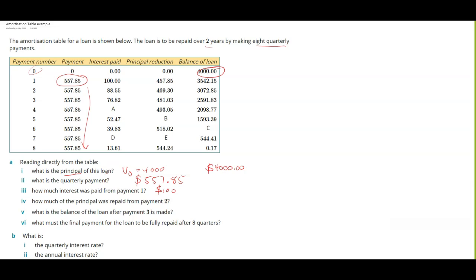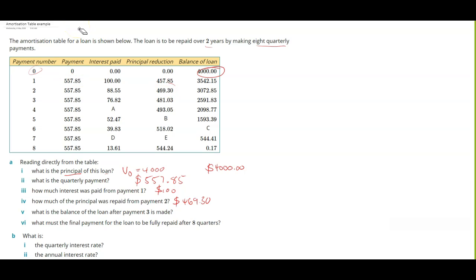So the principal repaid is the difference always between the payment and the interest. So if you get the payment and you minus the interest, that's how much the principal reduction is, because it's the amount that you're taking off your balance. So that's the $469.30.